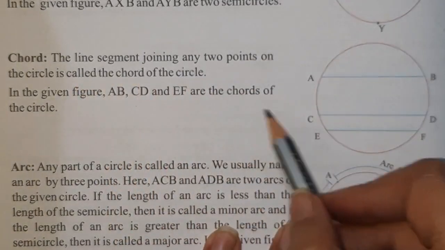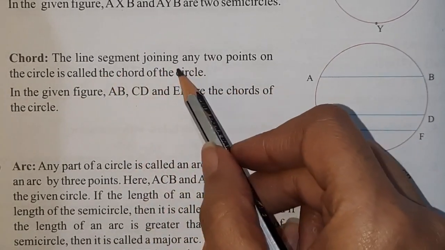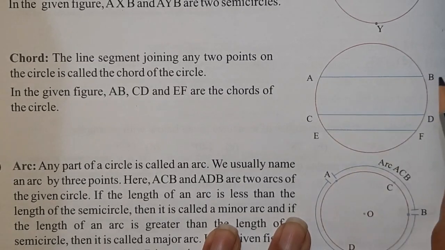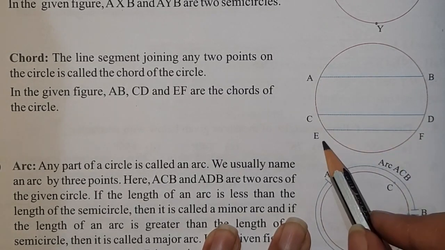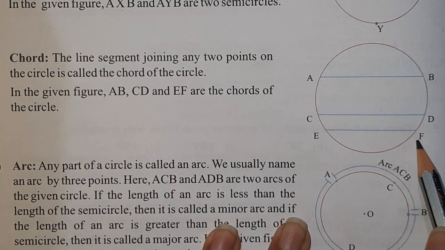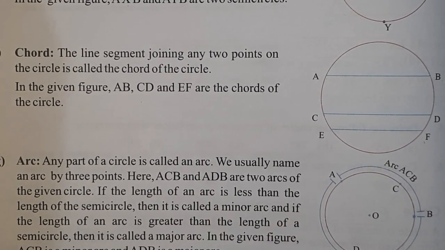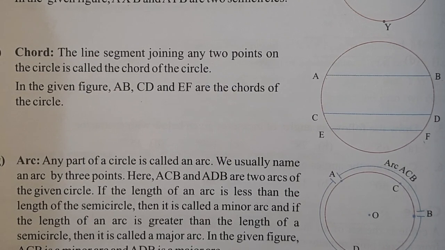Chord, as I explained you, the line segment joining any 2 points on the circle, any 2 points. AB is a chord, CD is a chord, EF is a chord. Diameter is also a chord because its endpoints also lie on the circle, but it is known as a special chord passing from the center.